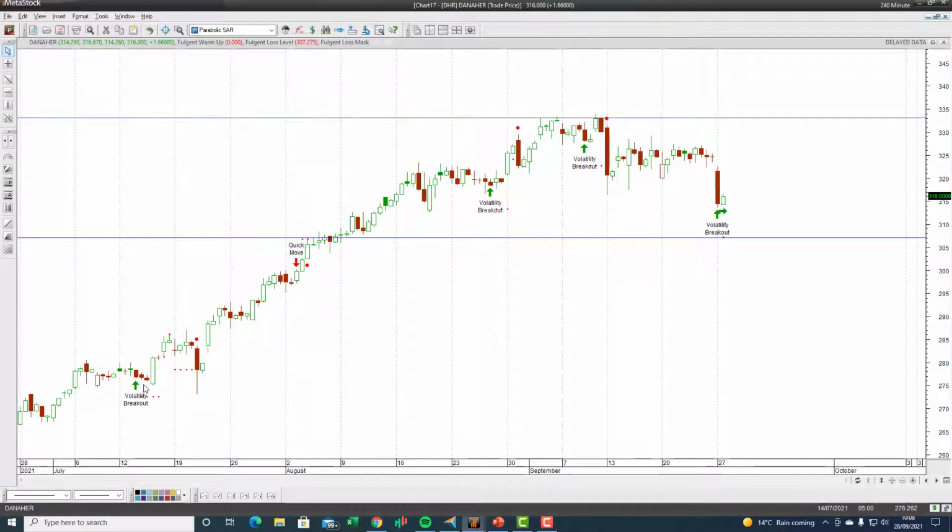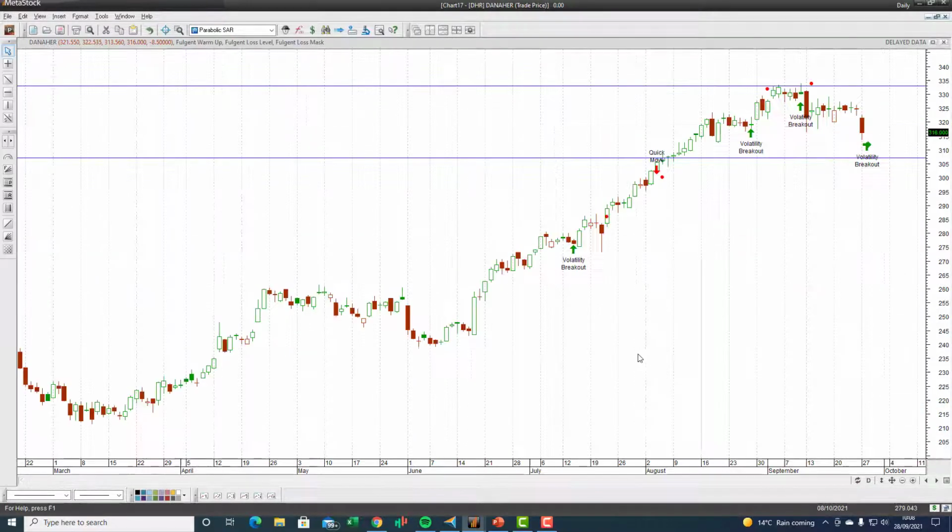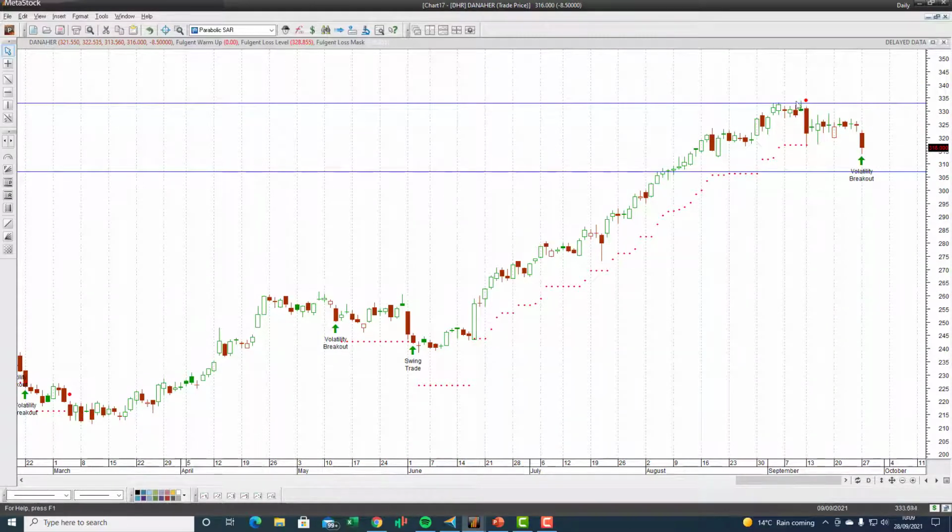Volatility breakout there back here in July, caught that move. August, okay, volatility breakout there. Now we have a new one, and let's go and take a look back at the daily to see where that stop loss level fits in. So that would fit in nicely there. So that's the stop loss level, and that's the profit target on this volatility breakout on DHR.